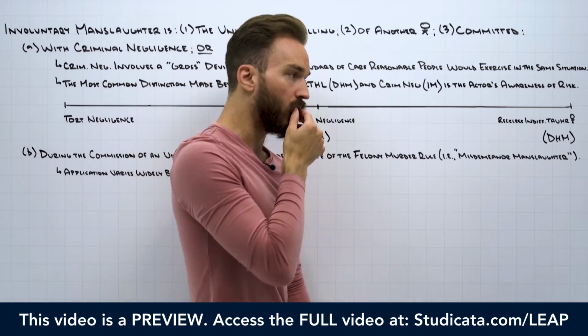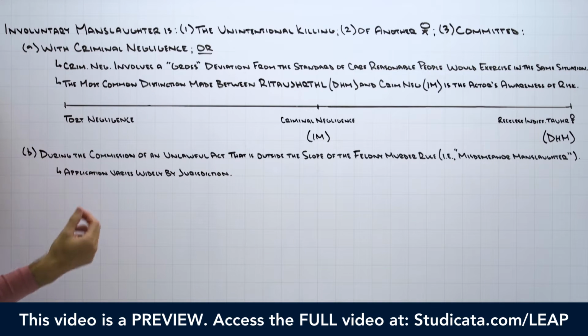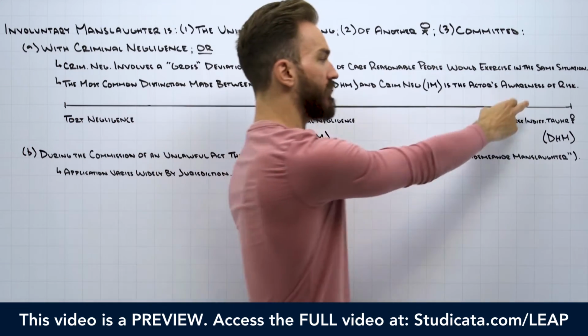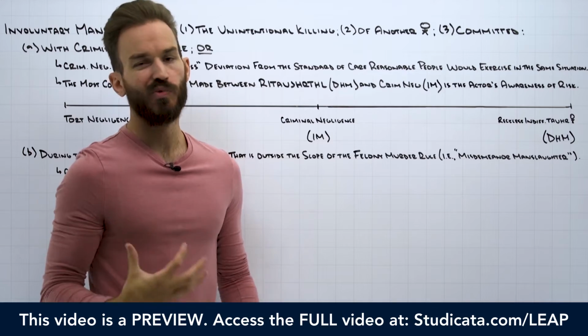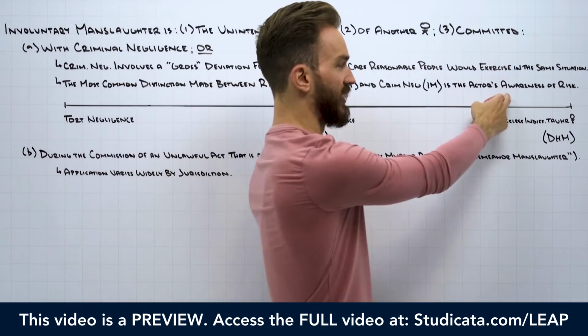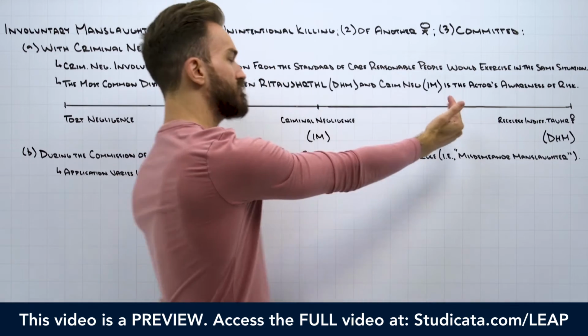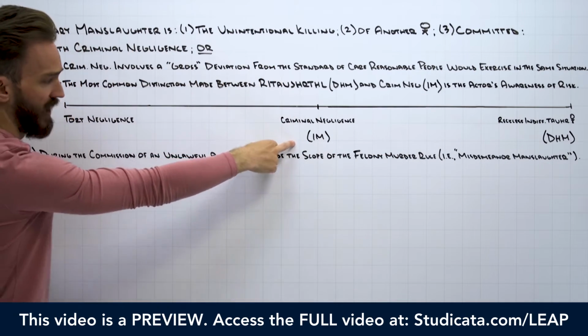In that example, we would say that our shooter, the defendant, was probably unaware of the risk that he was taking. When he pulled that trigger, he wasn't conscious of the risk that he was taking. He thought the gun was empty, right? That might be more indicative of criminal negligence, involuntary manslaughter.